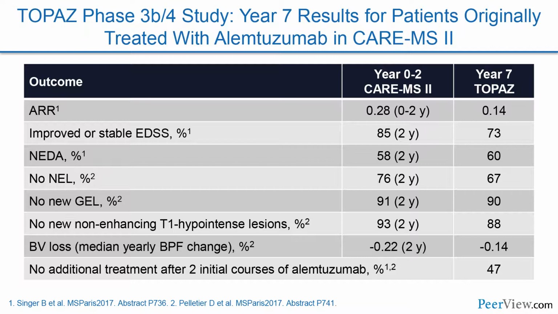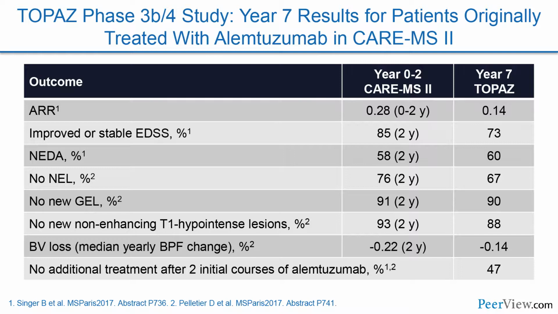The majority of patients maintained a low annualized relapse rate, showing stabilized or improved disability, and achieved NEDA in each year. Alemtuzumab also resulted in a durable suppression of MRI disease activity over 7 years in patients with active RRMS who had inadequate responses to prior therapy.